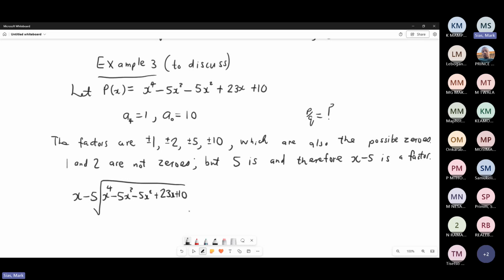So what remains for us is 5, and if you substitute it, you'll check that 5 is a zero. You could check minus 5, plus 10, minus 10, but you don't need to, because you know 5 is a zero, so x minus 5 is a factor. Then you divide x minus 5 into x to the 4 minus 5x cubed minus 5x squared plus 23x plus 10. It will show you the other factors after the long division, so you need to check all those roots.